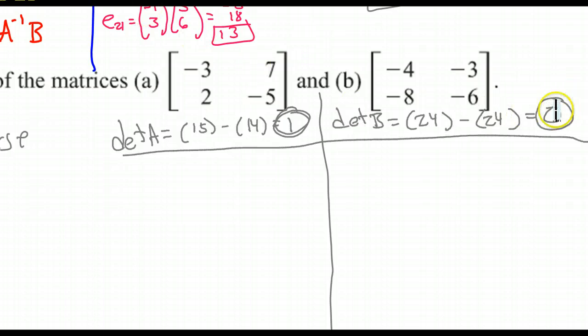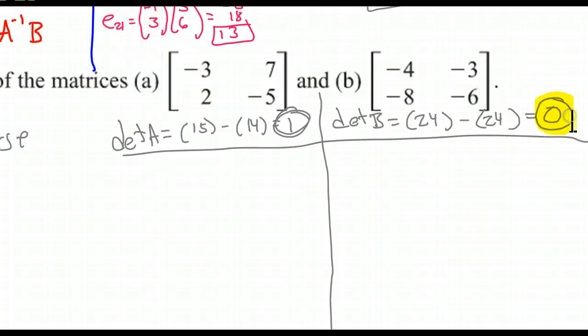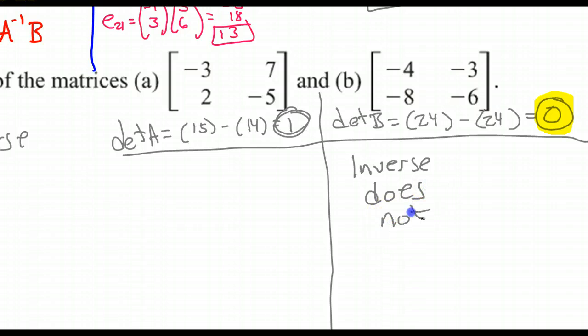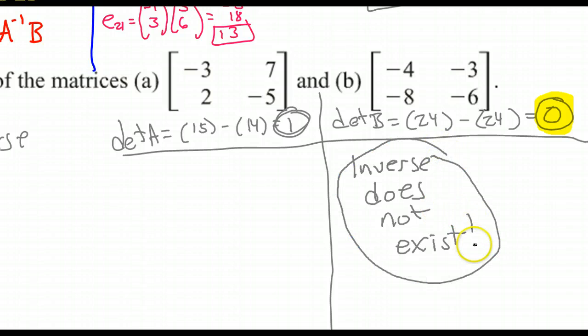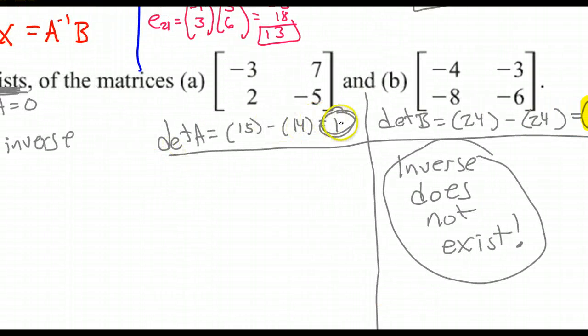Okay, it's what we just talked about. Whoa, that's supposed to be yellow. That is 0. If the determinant is 0, then that means the inverse does not exist. So we will just write inverse does not exist. Now, could you have put undefined? Yes. Alright, but this one, with a determinant of 1, the inverse does exist.